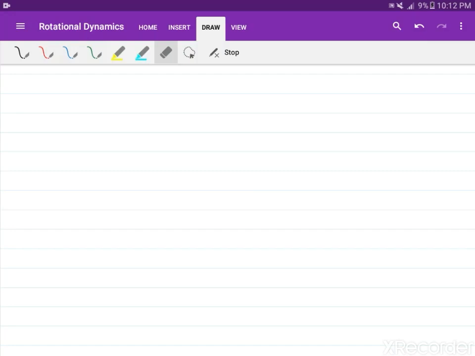Hello everyone. So before we start solving pulley problems, let us first derive the moment of inertia of a disk, because pulleys that have mass are treated as disks.